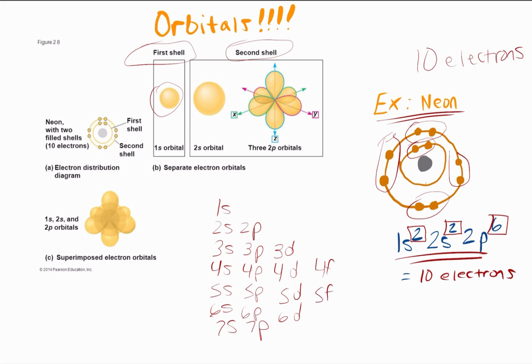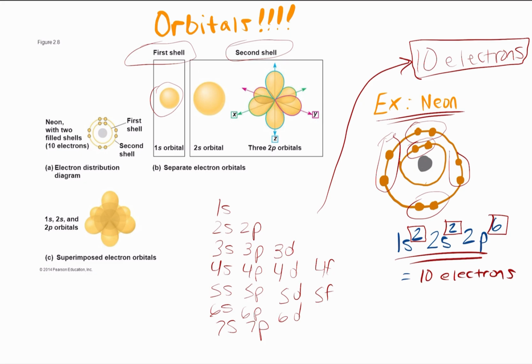So this is something that can easily be memorized. Just think 1 through 7, skip here, 2 through 7, skip here, 3 through 6, skip here, and then 4 to 5, right? So let's see how we're going to do this. We know that neon has 10 electrons, and we know that the first shell can only hold 2.